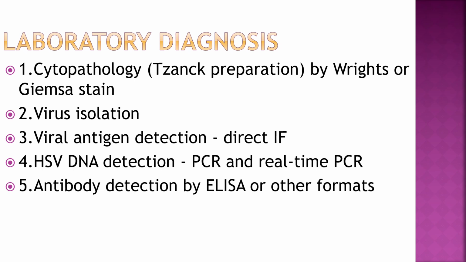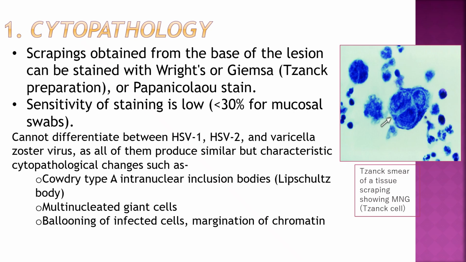Laboratory diagnosis: cytopathology, Tzanck preparation by Wright's or Giemsa stain, virus isolation, viral antigen detection by direct immunofluorescence, HSV DNA detection, PCR and real-time PCR, antibody detection by ELISA or other formats. First, cytopathology. Scrapings obtained from the base of the lesion can be stained with Wright's or Giemsa, Tzanck preparation or Papanicolaou stain. Sensitivity of staining is low, less than 30% for mucosal swabs.